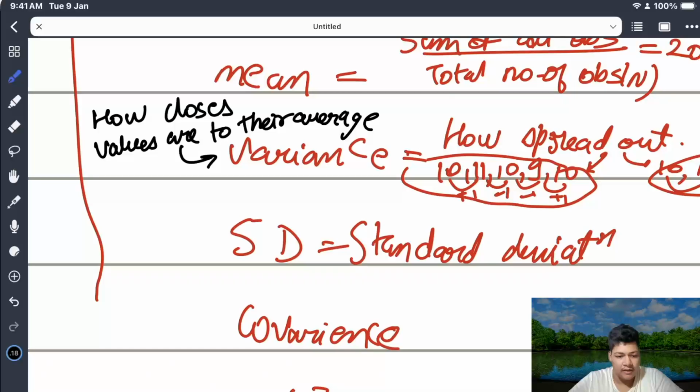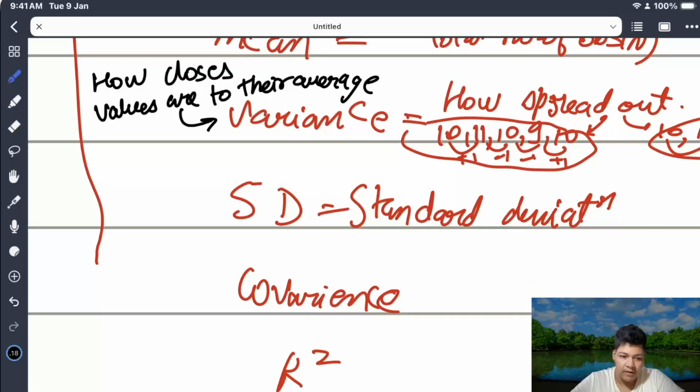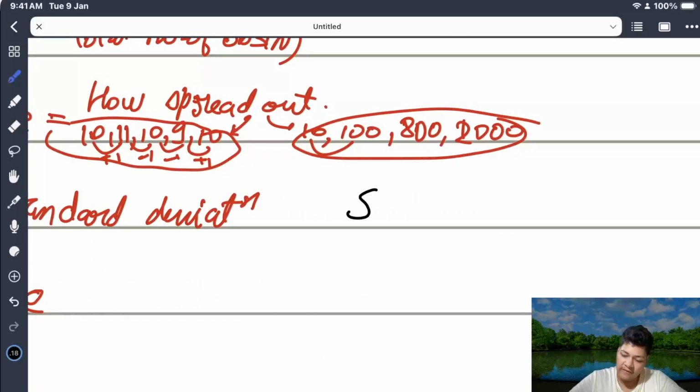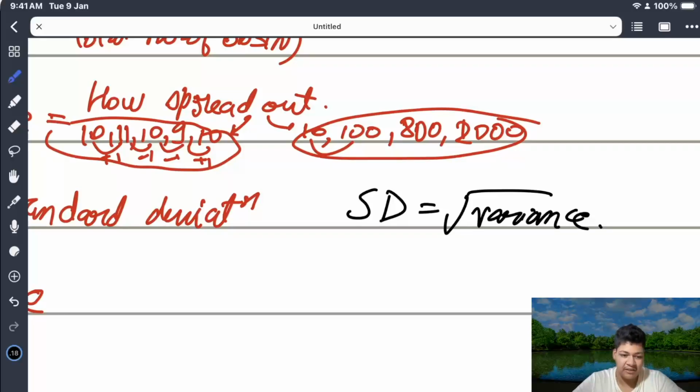Now standard deviation. Standard deviation is similar to variance, because in the formula, standard deviation is the square root of variance. Just remember this and you can explain everything in the exam, right?